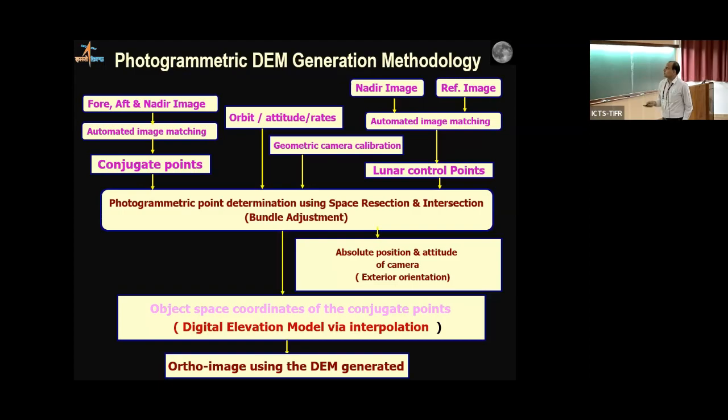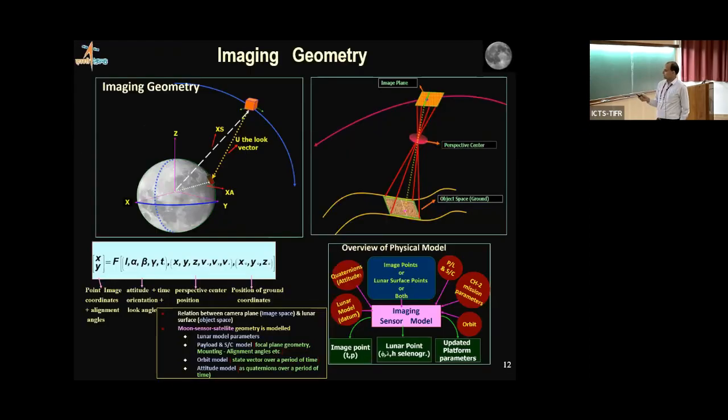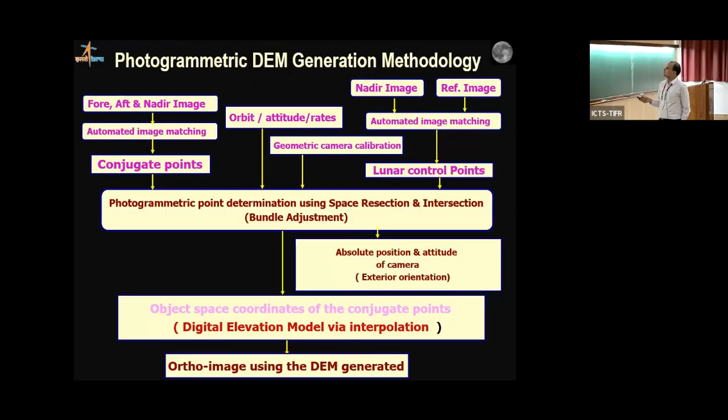This is our DEM generation technique. We have the fore, aft, and nadir images from TMC. This is a TMC case. We match them through automatic matching, both area-based and feature-based, a hybrid model we use here. We match with the nadir as a reference, match with fore and match with aft, then later fore and aft, and take all the intersection points of this.